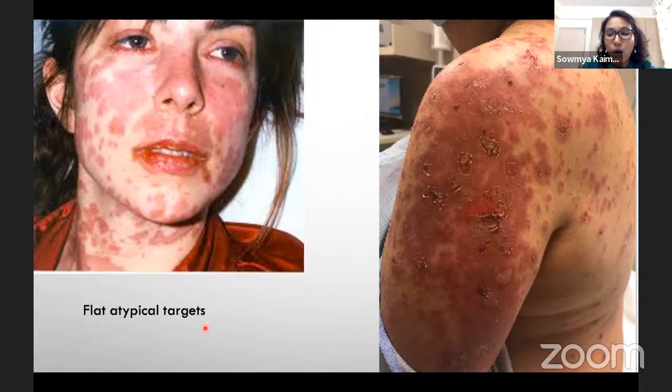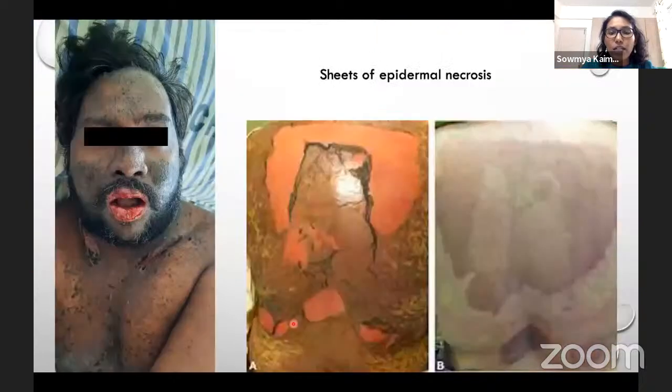They will be targetoid, or they will lack one or more of the components of your typical target lesion. And again, you have extensive mucosal involvement in both SJS and TEN. So this is a picture of SJS. When you move into the TEN spectrum, it is basically the same thing, but with much more extensive surface area of involvement. So this is actually one of our patients.